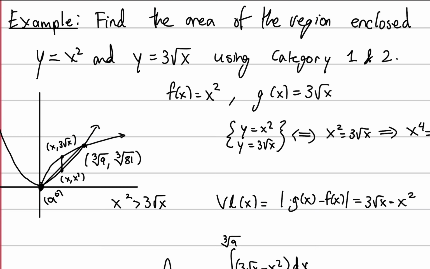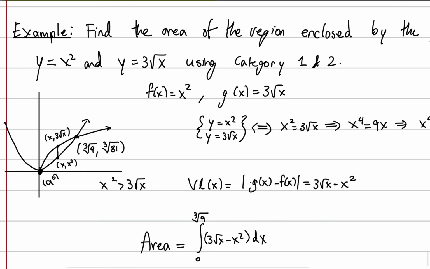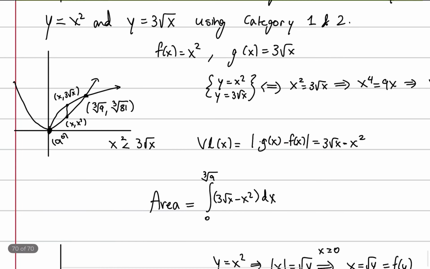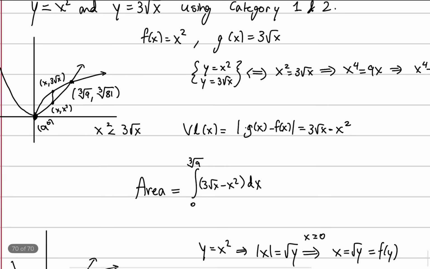So of course, what we call g of x has to be above f of x, right? Which is to say that a vertical line is g of x minus f of x, which is 3 root x minus x squared, right? So our area is just the integral from our x coordinate 0 to our second x coordinate, the cube root of 9, of the vertical length, which we said was 3 root x minus x squared, dx. dx tells us the x-axis is our axis of integration.